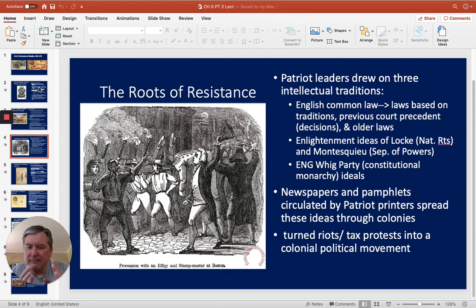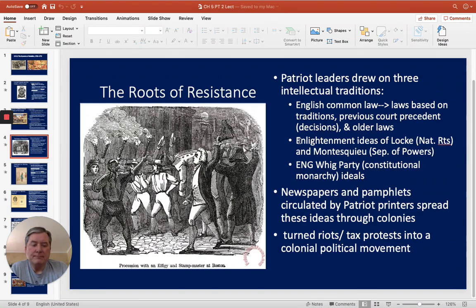Okay, this is really important, guys. This is the intellectual traditions that lead to the American Revolution. The Enlightenment thinkers, natural rights, and John Locke, Montesquieu with separation of powers. You really need to go back and look at those documents again or look those people up again. And this concept of English common law.